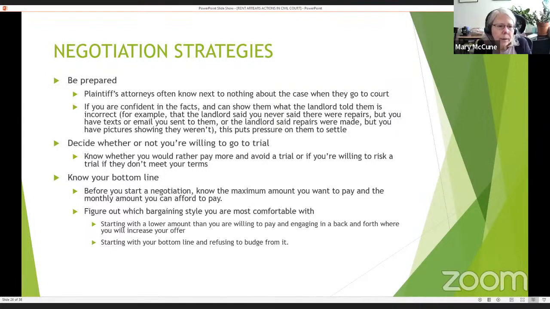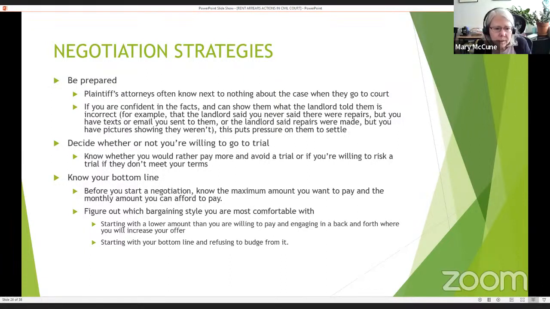The other thing that's really important is to know your bottom line. Before you start negotiating, really think about it. Think about what you think is a fair amount to pay. Think about the maximum amount you could pay per month, the maximum amount you want to pay in total, and that you can really afford. A lot of people just go in and think they'll wing it. I do not recommend it. If you know your bottom line, it makes you a much stronger negotiator.